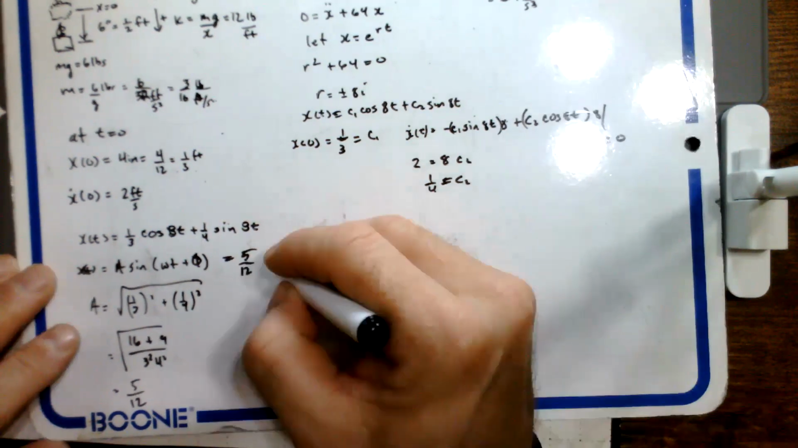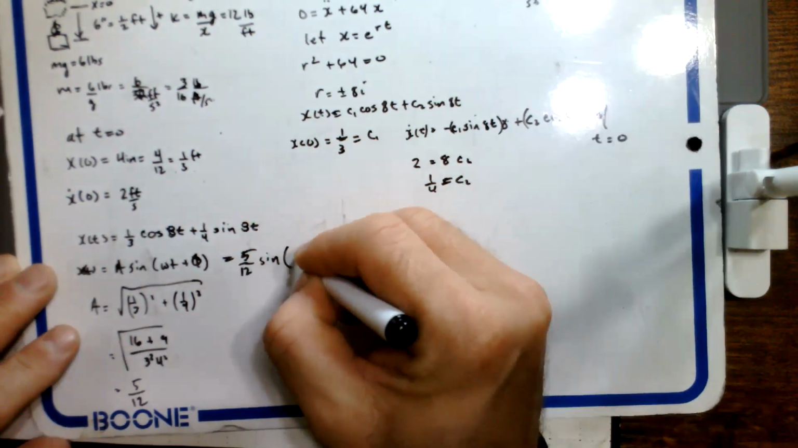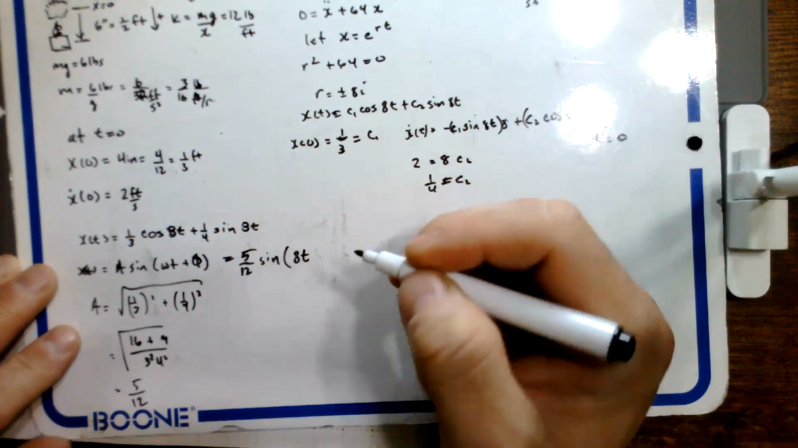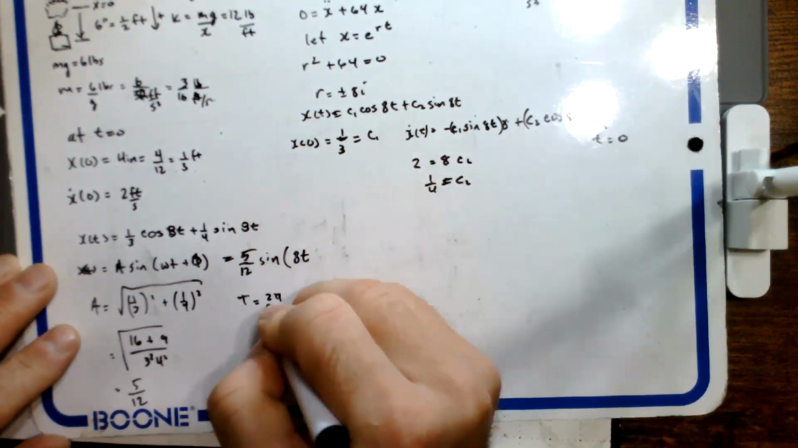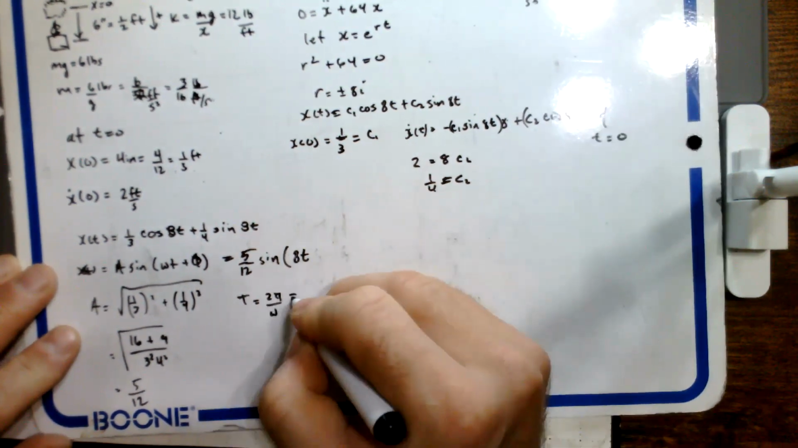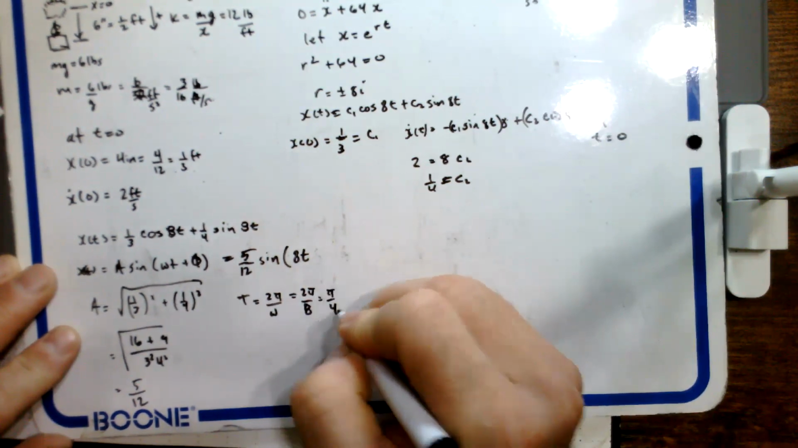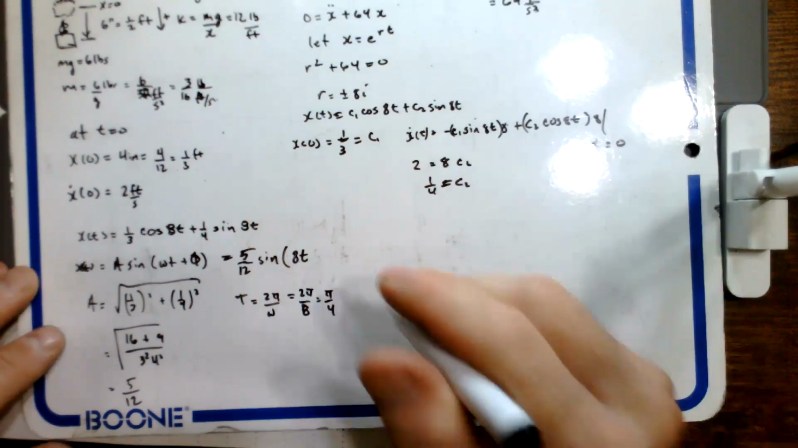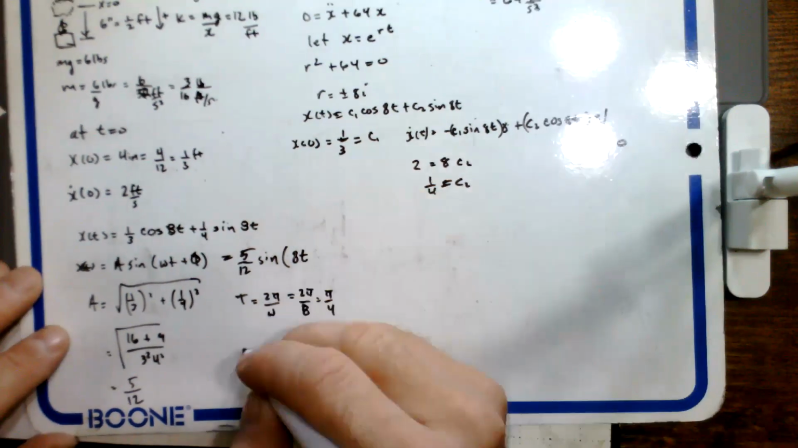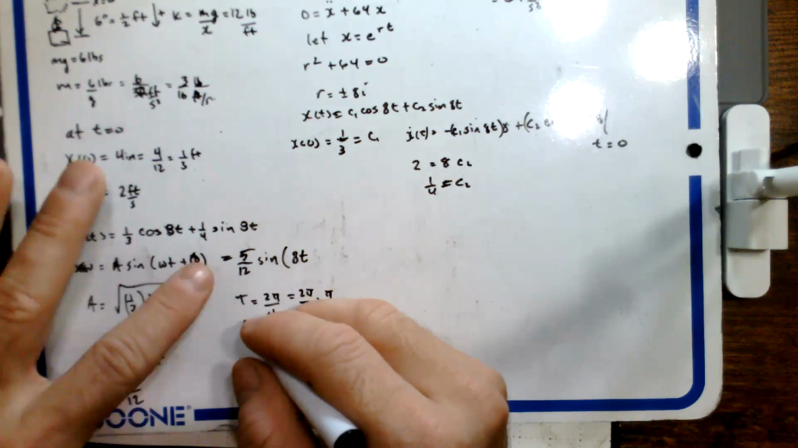That's the amplitude, and we're going to have sine. We already found the frequency, that's omega. So the period is 2 pi over omega, which is 2 pi over 8, so pi over 4. Pi over 4 is the period, and now we need to find the phase shift.